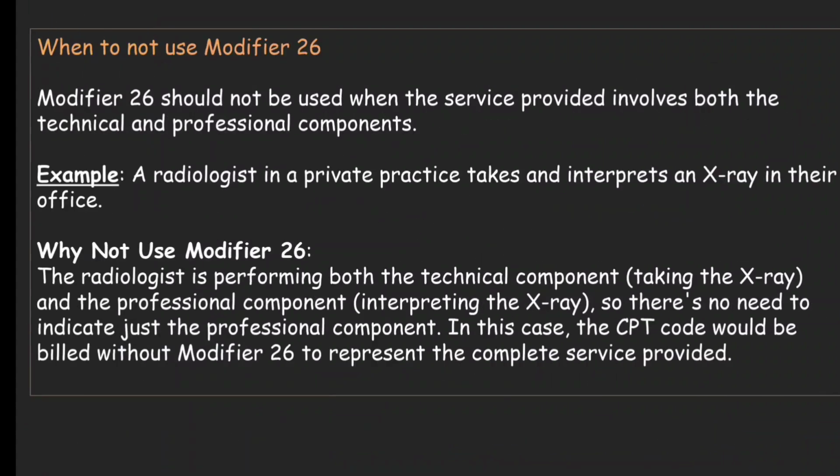Let us see when to not use Modifier 26. Modifier 26 should not be used when the service provided involves both the technical and professional component. For example, a radiologist in a private practice takes and interprets an X-ray in their office. So in this case, we will not use Modifier 26. Why? Because the radiologist is performing both the technical component, that is taking the X-ray, and the professional component, that is interpreting the X-ray. So there is no need to indicate just the professional component. In this case, the CPT code would be billed without Modifier 26 to represent the complete service provided.